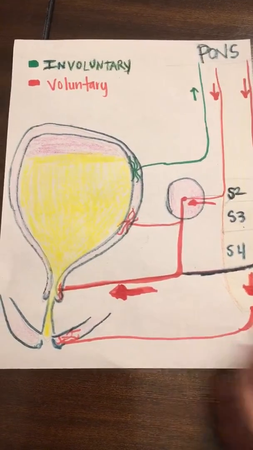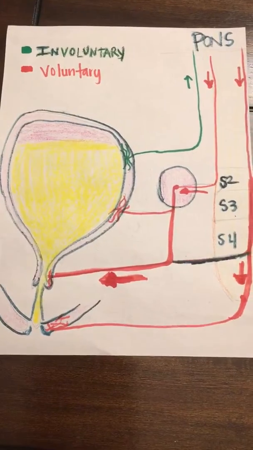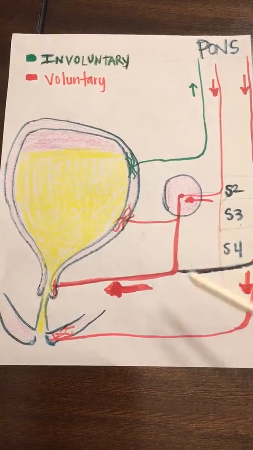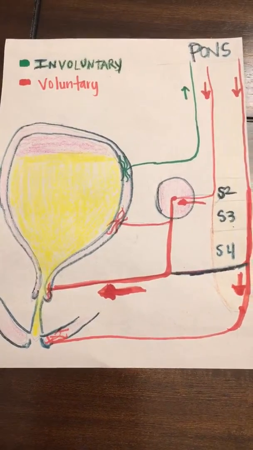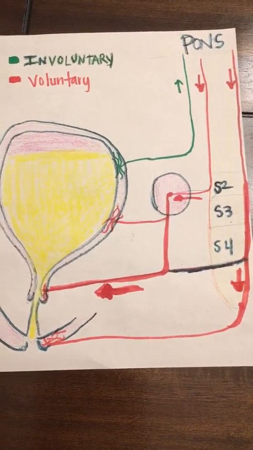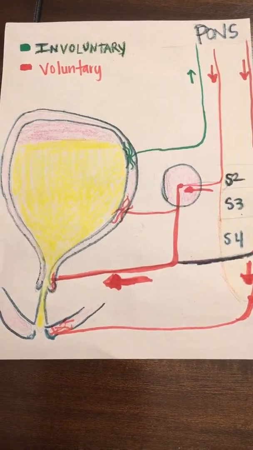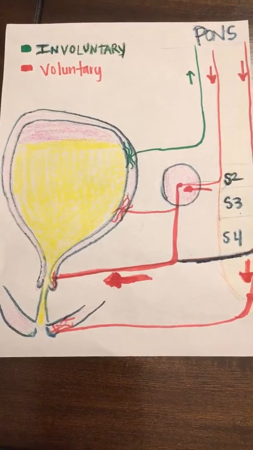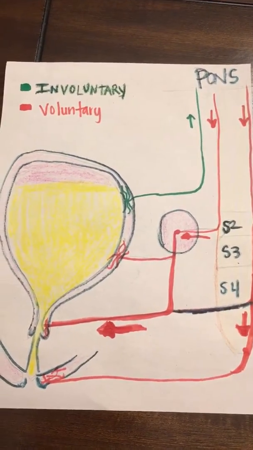And for voluntary, which is represented in the red, the stretch receptor signals are received by the micturition center in the pons, which is up here. And if the time is right to urinate, the pons returns signals to spinal interneurons that excite the detrusor and relax the urethral sphincter, thus urine is released.